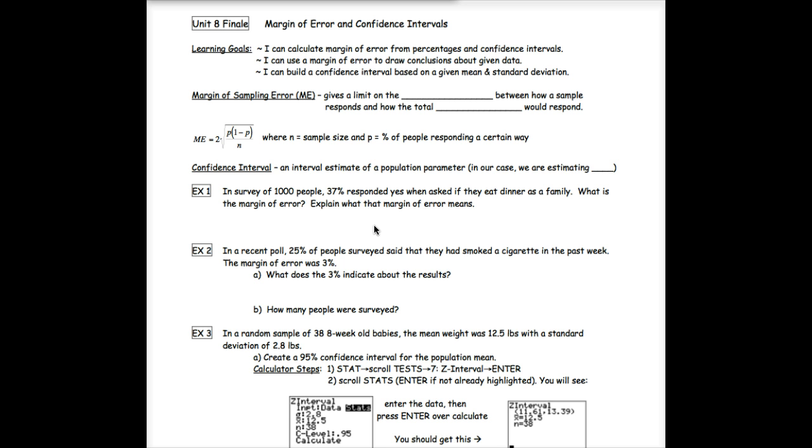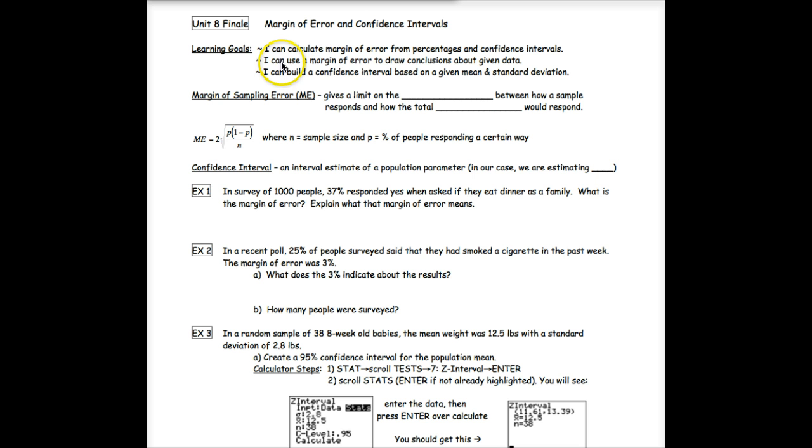So what you need to be able to do after today's lesson are three things. You need to be able to calculate margin of error from percentages as well as from confidence intervals. This first learning goal is the most common problem on the assessment for this unit because people don't study hard enough to remember that there are two different types of margin of error. So make sure that you know both of them.